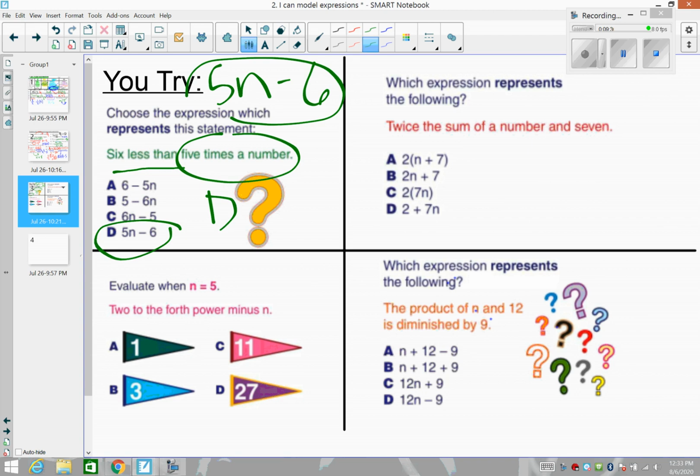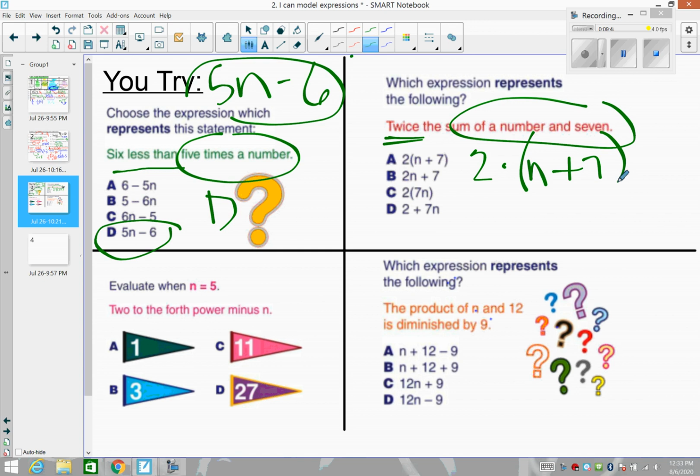The next one, twicing. If we're twicing something, we're multiplying by 2. What are we twicing? This stuff. We're going to sum a number and 7. Now in math, you don't have to have the multiplication sign on the outside. It just means to multiply. So the answer should be A.